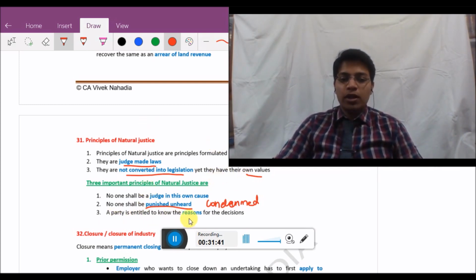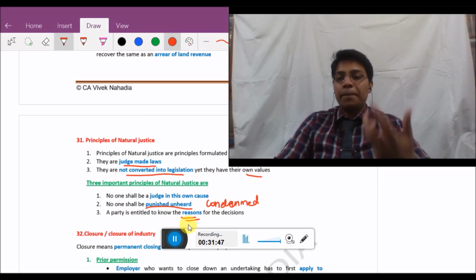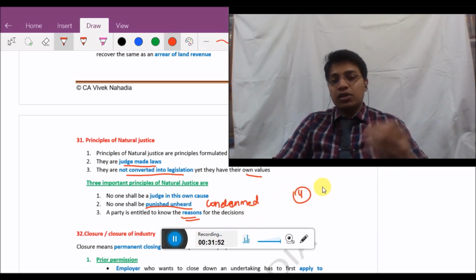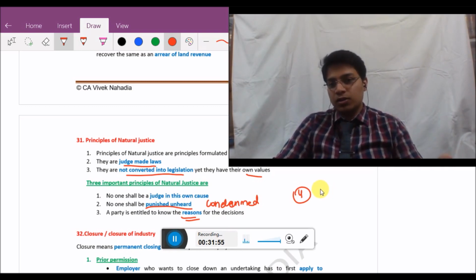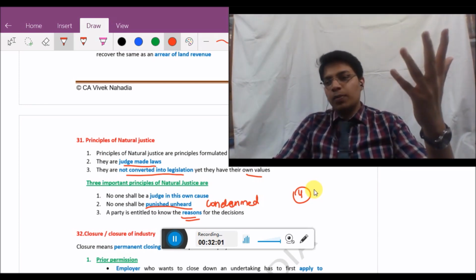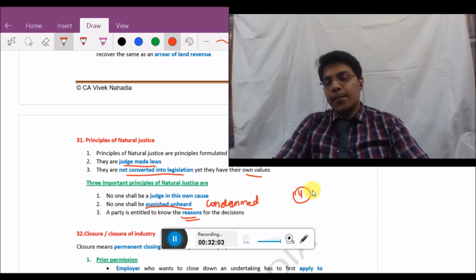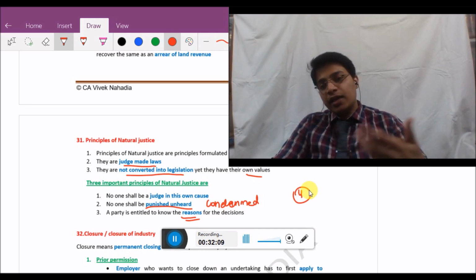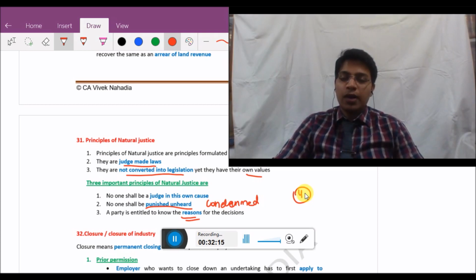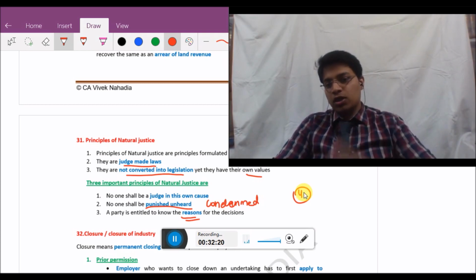A party is entitled to know the reasons for the decisions. What decisions is the judge taking? The party is entitled to know the reasons, the basis on which such a decision is given. And there is one more principle: the person who hears the parties is the one who should give the decision. Suppose a judge who has already done a few hearings is transferred to some other place, and a new judge is appointed in his place. The new judge should read the entire case files which the old judge has prepared, understand what the case is about, hear both the parties, and then give a decision. So he who hears should give the decision.